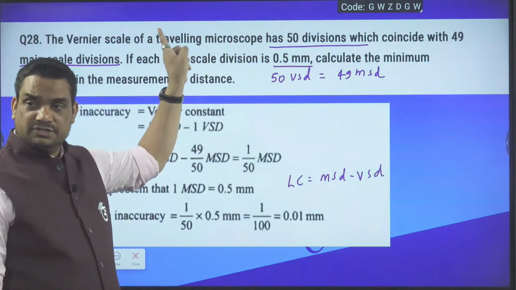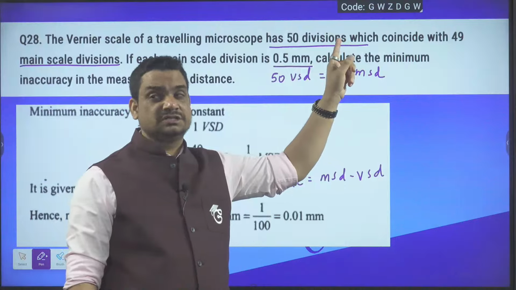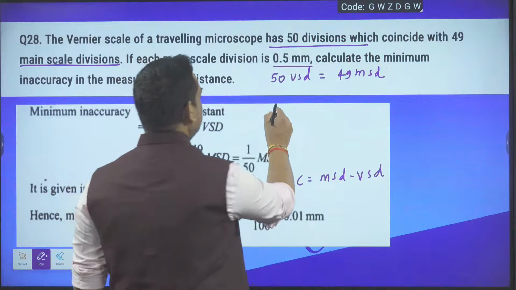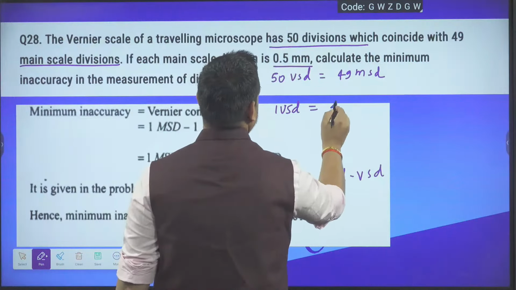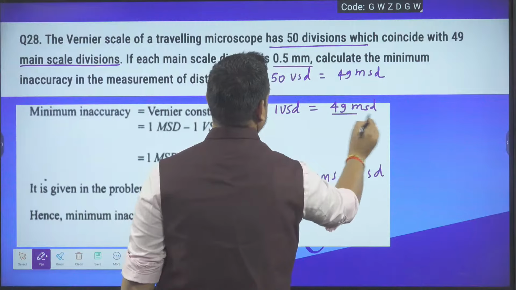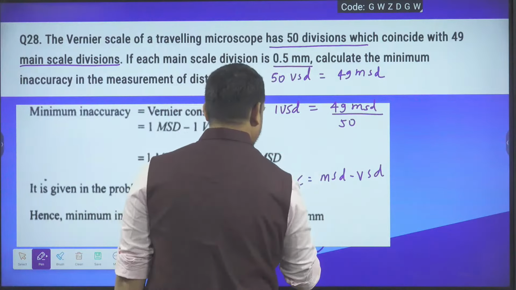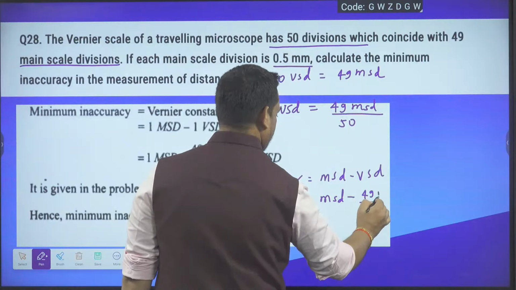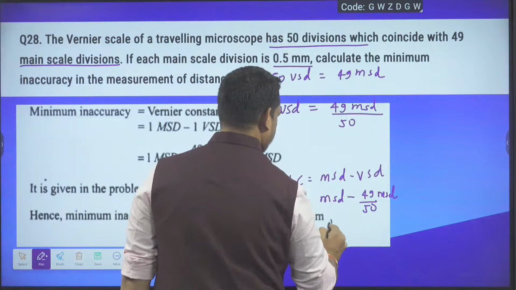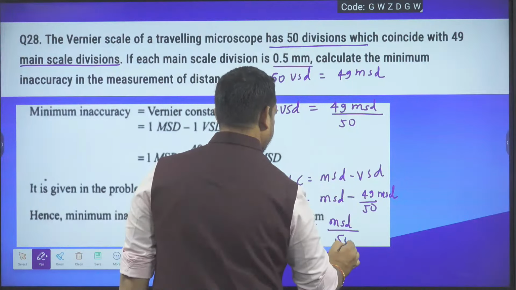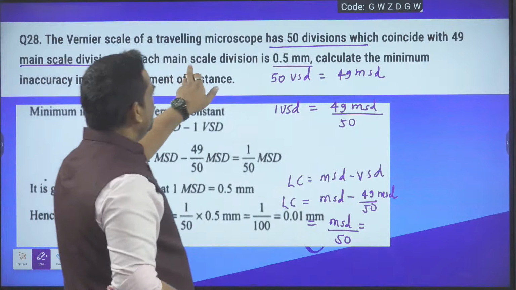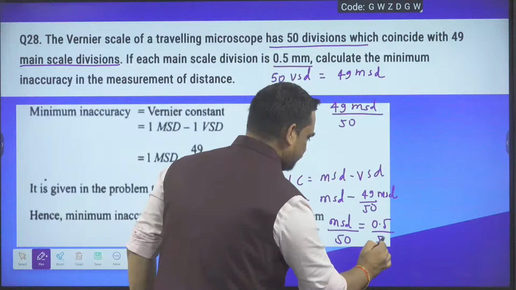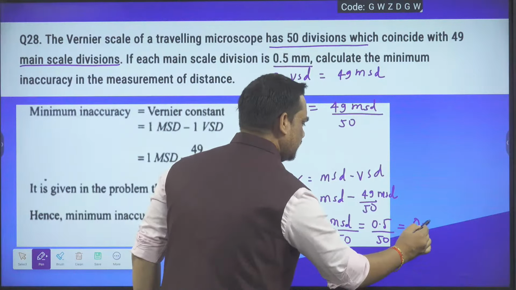The vernier scale of the traveling microscope has 50 divisions. So 50 vernier divisions are coinciding with 49 MSD. So 1 VSD will be 49 MSD divided by 50. Least count equals MSD minus 49 by 50 of MSD, which finally becomes MSD by 50. MSD, the main scale division, is given as 0.5. So 0.5 divided by 50 is 1 by 100, so 0.01 mm.